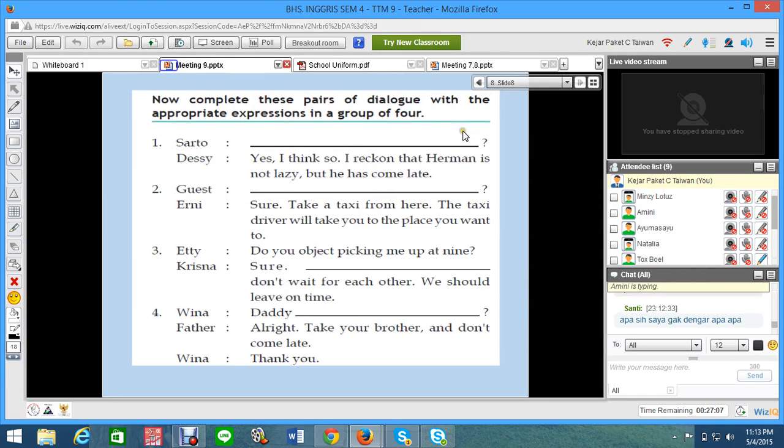Jadi kalian dibagi ke dalam 4 grup. Kalian kan consist of 16 people. Jadi kalian harus divide it, terserah mau grup yang mana, kalian sendiri tentukan siapa yang grupnya siapa gitu ya. Jadi satu grup itu terdiri dari 4 orang. Okay, you have to remember this.